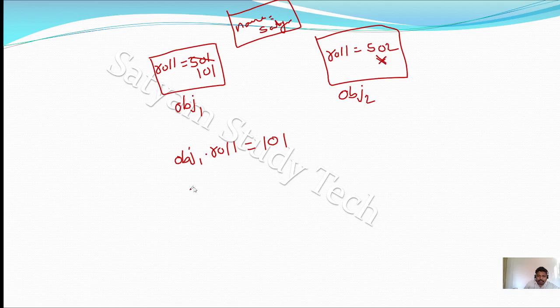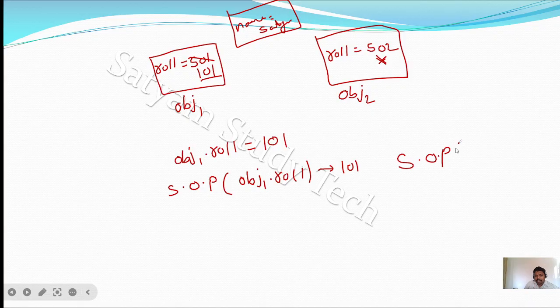Now, for example, you can print system dot out dot println object 1 dot roll number. What is the output here? Object 1 dot roll number is 101, so it prints 101. But in the case of system dot out dot println object 2 dot roll number, it is 502 only, because each and every object has separate space. You allocate separate space for each and every object. But for the class variable or static variable, only one space is allocated.